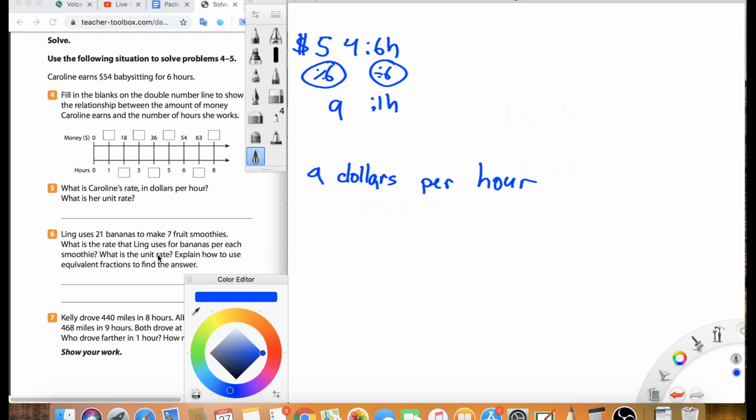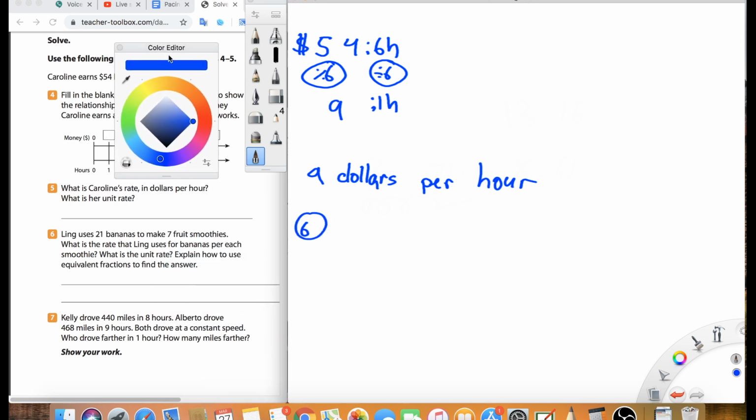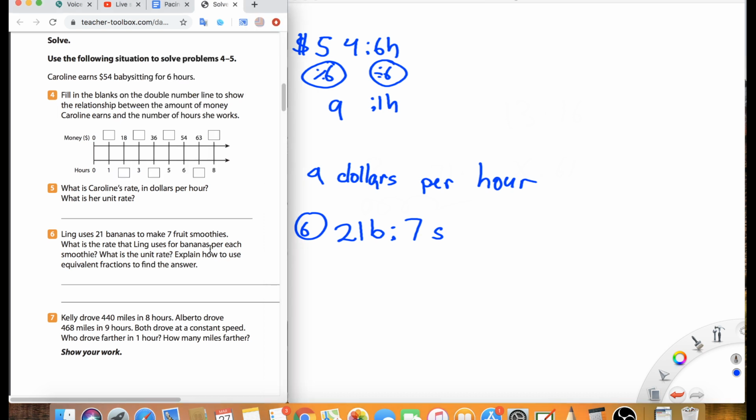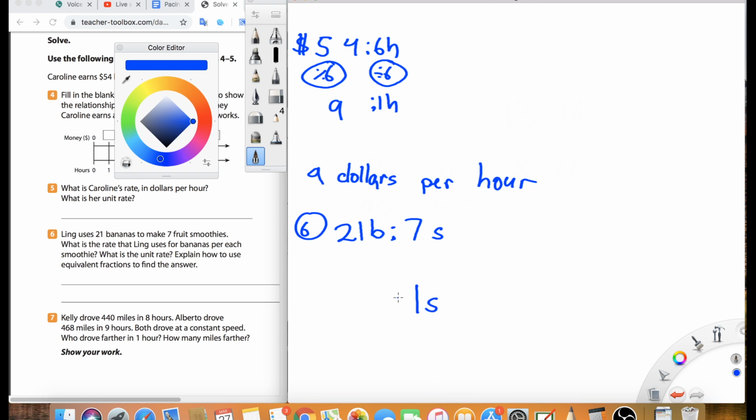Let's look at number 6. Ling uses 21 bananas to make 7 fruit smoothies. So for number 6, different problem. 21 bananas to 7 fruit smoothies. What is the rate that Ling uses for bananas per each smoothie? Per each smoothie. What is her unit rate? So these are the same question. What is the rate that Ling uses for bananas per each smoothie? So we need to figure out one smoothie, per smoothie, each smoothie.